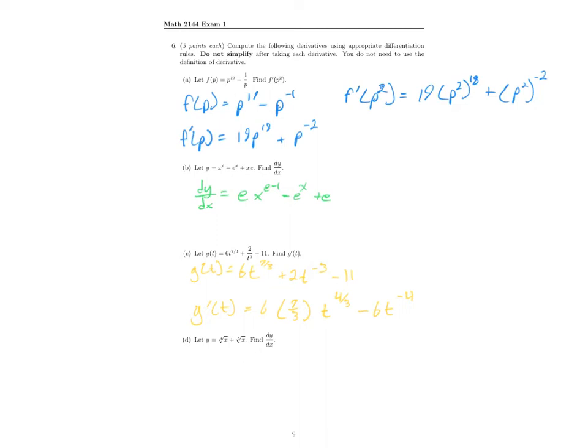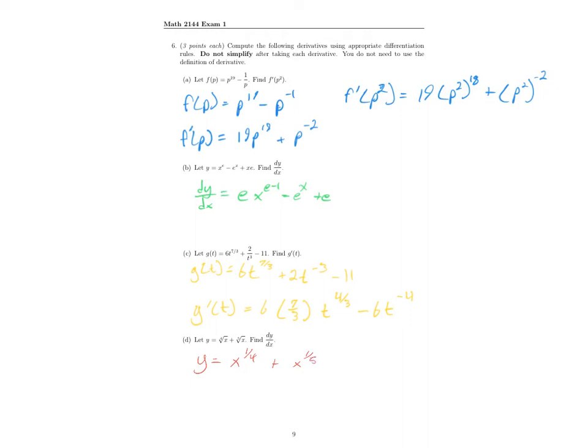So for part D, we have the 4th root of x plus the 5th root of x, and we're asked to find dy dx. So what we're going to want to do here is rewrite our function y first of all. So y is equal to, so anytime I have something like this, I can rewrite it as x to the 1 over 4th power plus, so then similarly this would be x to the 1 over 5th power.